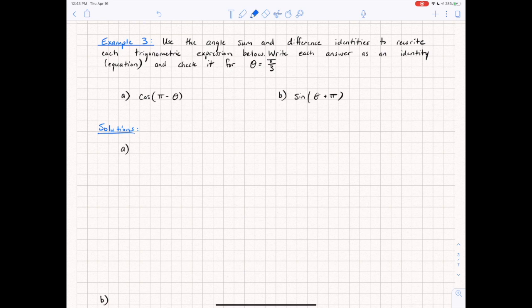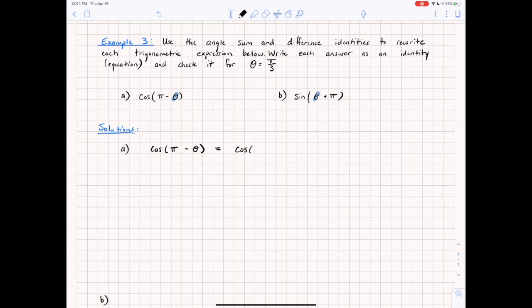So in this problem here, theta is just any angle that you want it to be. But notice in A, we're doing cosine of pi specifically minus theta. Now this is the difference, the angle difference for cosine. So I'm just going to use the formula for that.